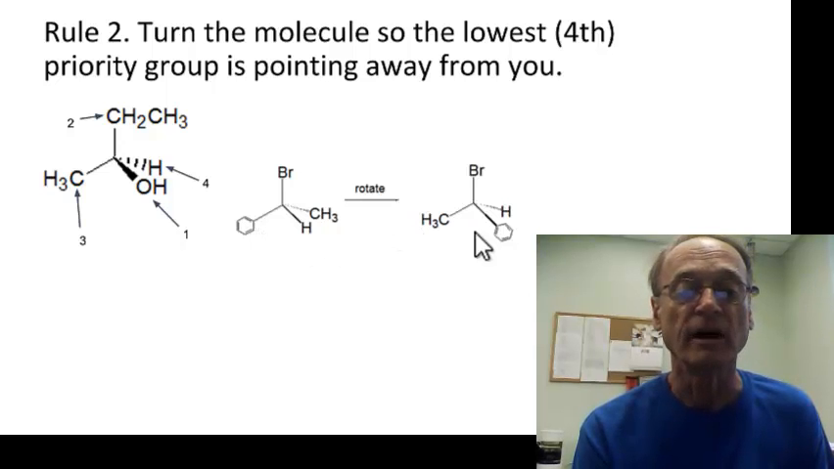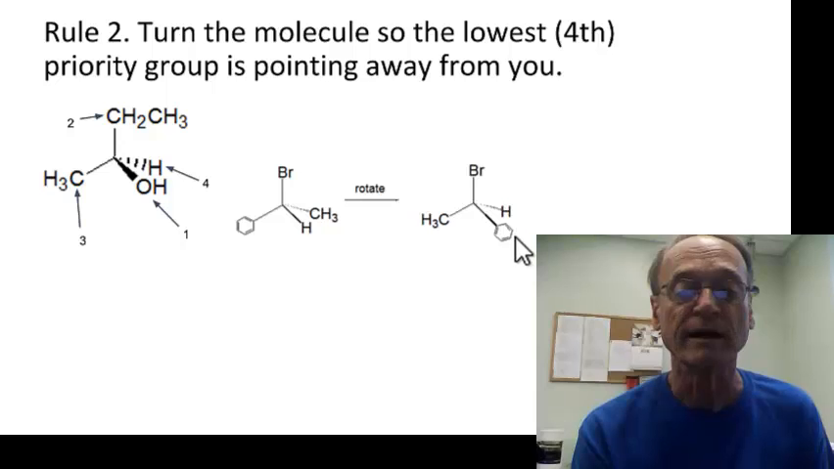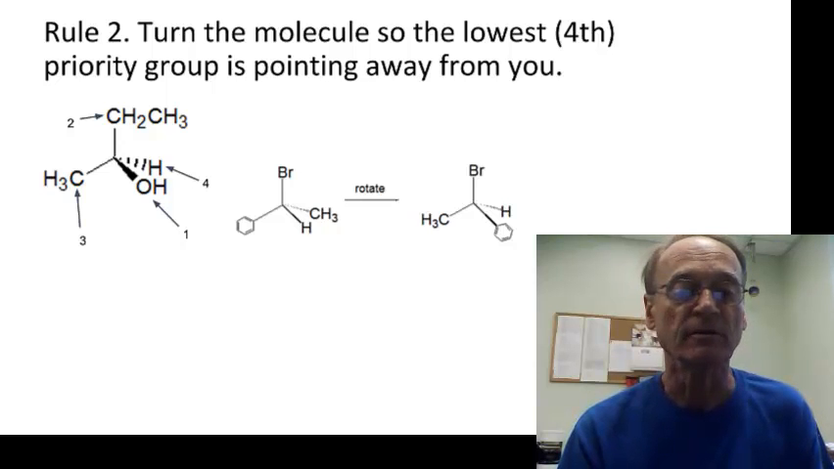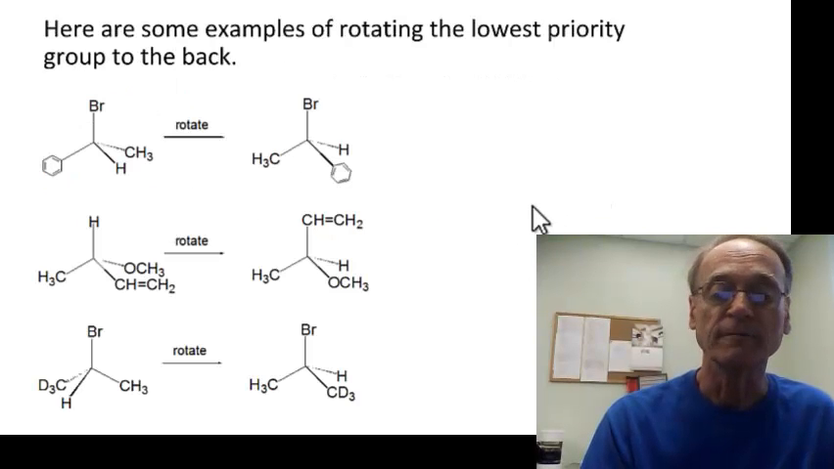So notice the hydrogen has gone to the back, the methyl group has gone over to here, and this thing has moved out here in front. So take a minute and stare at that and scan your eye back and forth between those two structures and see what's actually happened there. Follow the methyl group, follow the benzene ring group, follow the hydrogen. So we've rotated it now so that the hydrogen is pointing away from you.